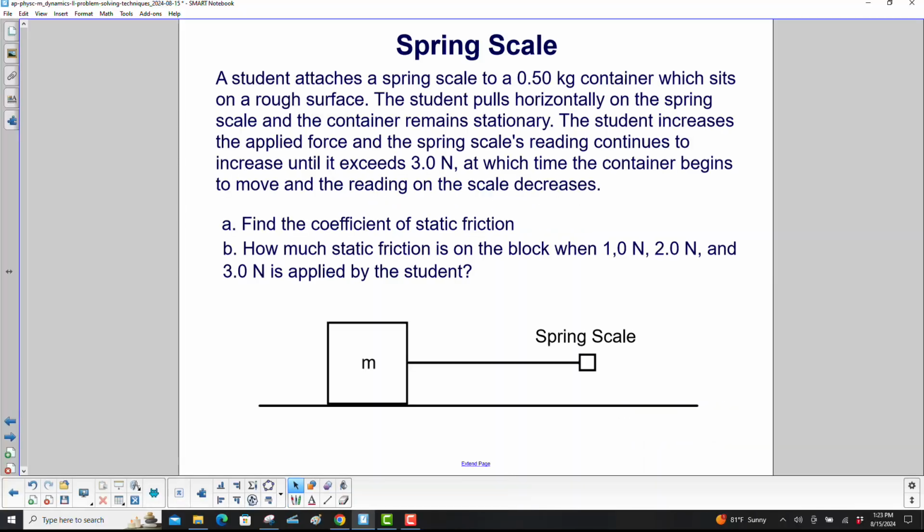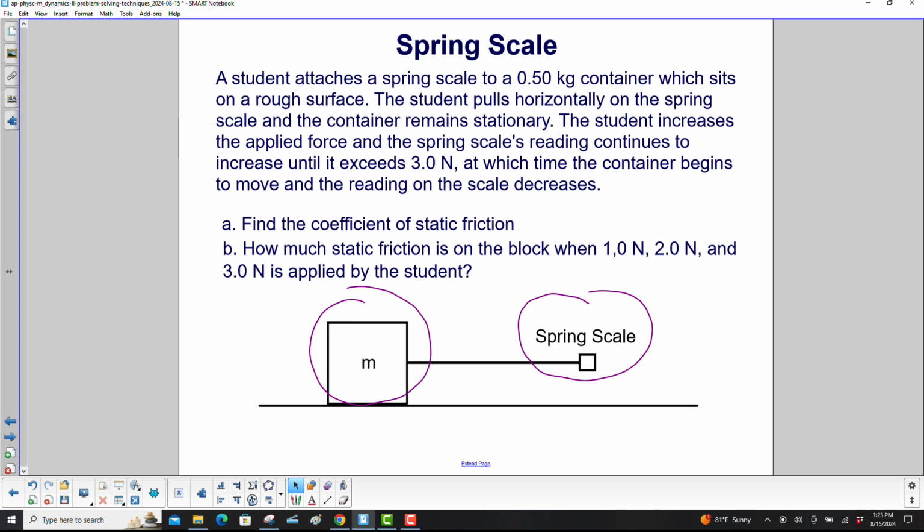Spring scale. A student attaches a spring scale to a 0.50 kilogram container which sits on a rough surface. The student pulls horizontally on the spring scale and the container remains stationary. The student increases the applied force and the spring scale's reading continues to increase until it exceeds 3.0 newtons, at which time the container begins to move and the reading on the scale decreases.